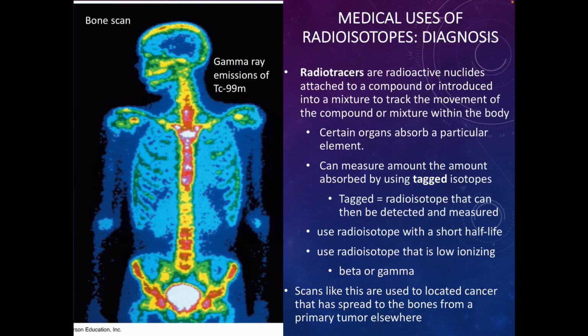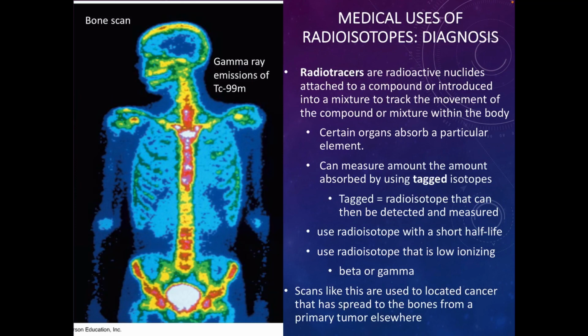They have different radioisotopes that they use for different purposes, because those radioisotopes will gather in different parts of your body and allow us to see what's happening in there. When we have isotopes like this, we call them tagged isotopes because they are radioisotopes that we can scan and measure. They're usually radioisotopes with a really short half-life, so they're not going to be in there very long. You're not going to walk around glowing for a really long time. And we also use isotopes that are low ionizing, so this would be beta or gamma. Remember, we talked about alpha decay being like a semi-truck, essentially.